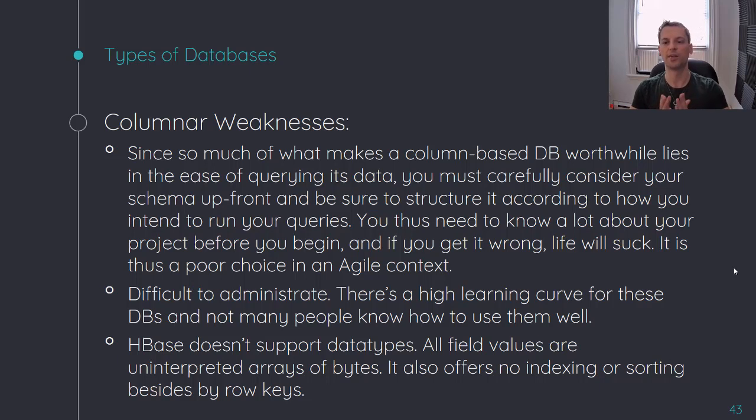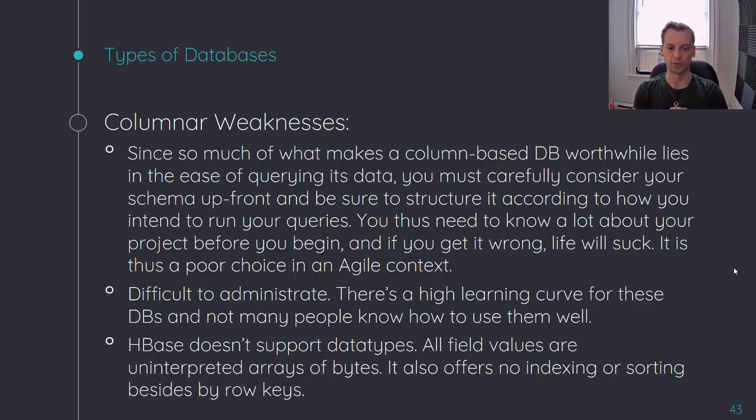What makes a column-based database worthwhile lies in the ease of querying its data. And your ease of querying that data is going to depend on your data model. You must carefully consider your schema up front and be sure the structure is exactly what you need it to be to run your queries. You thus need to know a lot about your use case before you begin. And if you get it wrong, life is going to suck. It is thus a very poor choice in the context of agile development.